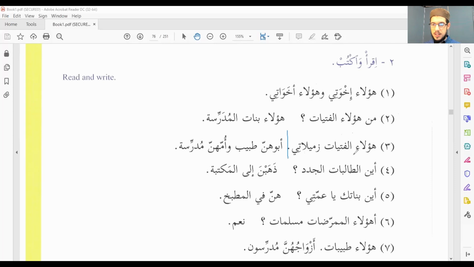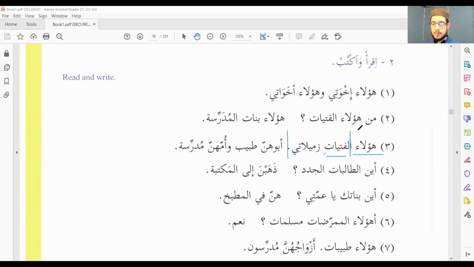هؤلاء. Yes, that's the مبتدأ, which means that الفتيات and زميلاتي are the خبر, both of them. What's the default position or grammatical case of the خبر? Yes, it is مرفوع with a dhamma. Okay, so الفتيات. How can الفتيات have a kasra? What in the sentence would make الفتيات have a kasra?